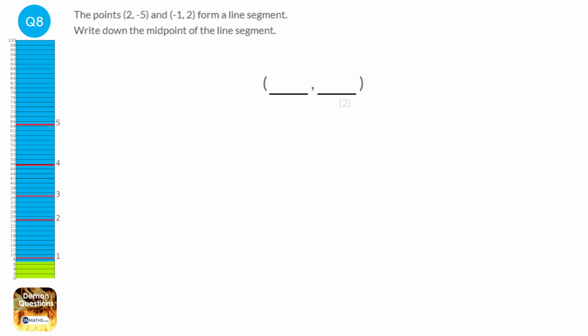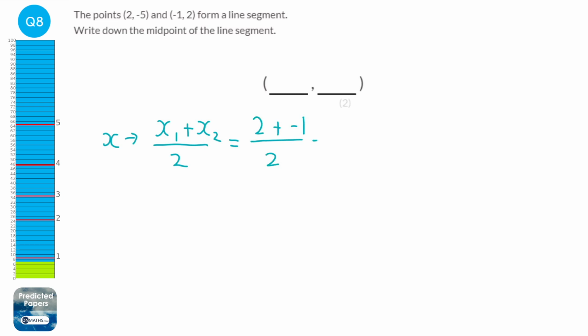To find the midpoint, we can use this simple formula. And we're going to start off by finding the midpoint for the x component. And the formula is just adding the 2 x coordinates and dividing by 2. So we're just going to add the 2 x coordinates together. So we've got 2 plus minus 1 divided by 2. And that's going to be 1/2, or 0.5.